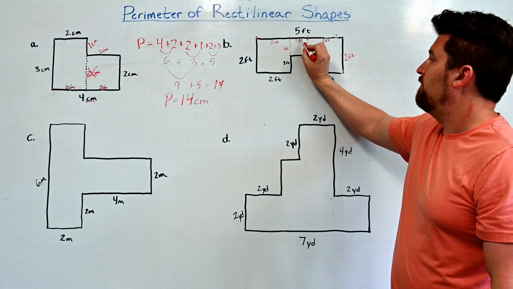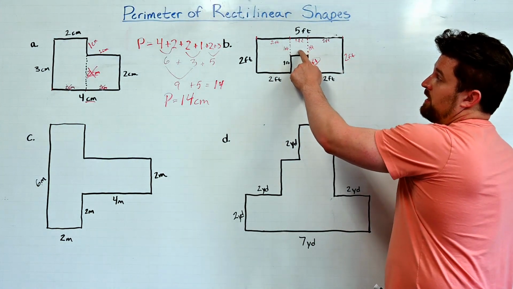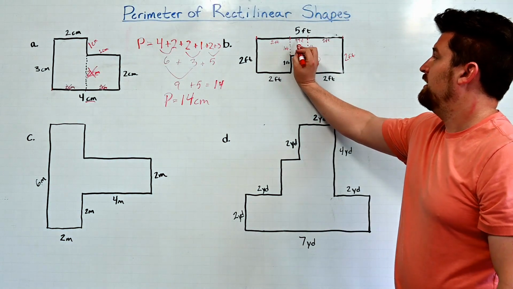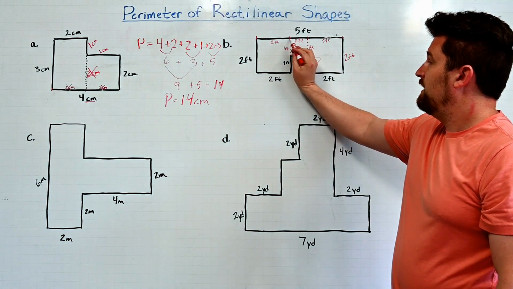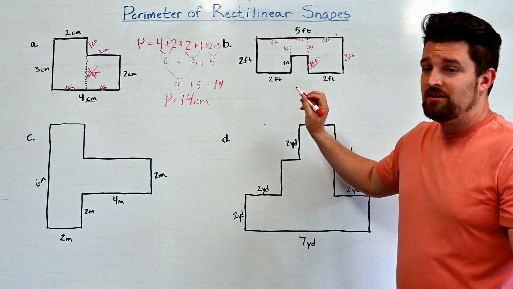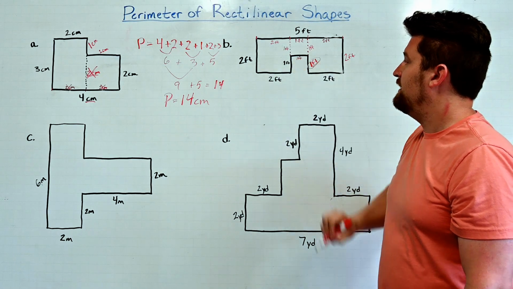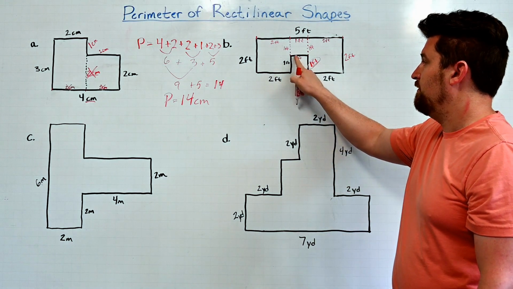So if I put 1 foot there, now we should notice something more interesting about this center one here. It has 1 foot here on this cut line, 1 foot, 1 foot. So this is also another square. So this unknown down there would also be 1 foot.